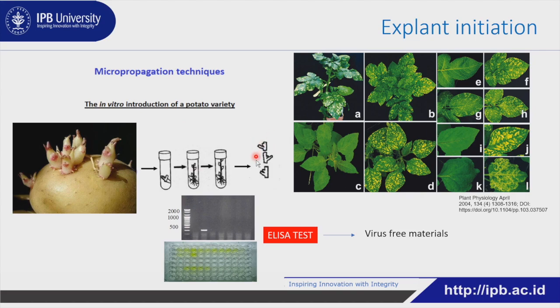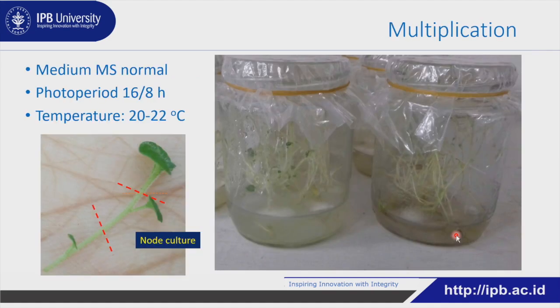And then after that we get the new plants, and before we do the nodal cutting propagation in vitro, we should do the ELISA test to see whether the plant contains virus or not, because we expect that we can produce a virus-free material. So after we get the disease-free material, we continue with the multiplication. In potato, it's very popular because it's very easy. We can use another culture like this.